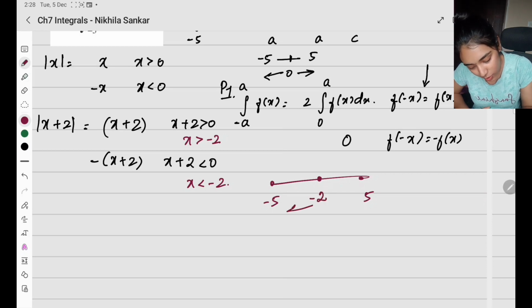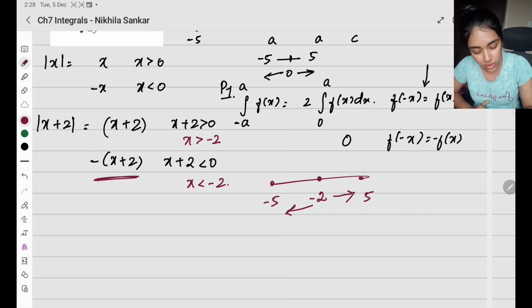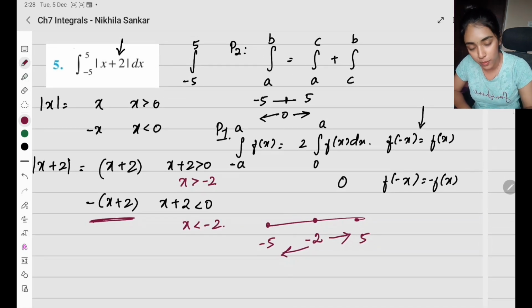So the values to the left of minus 2 are going to be negative, and the values to the right of minus 2 are going to be positive. So how are we going to split the integral? We are going to use property number 2.